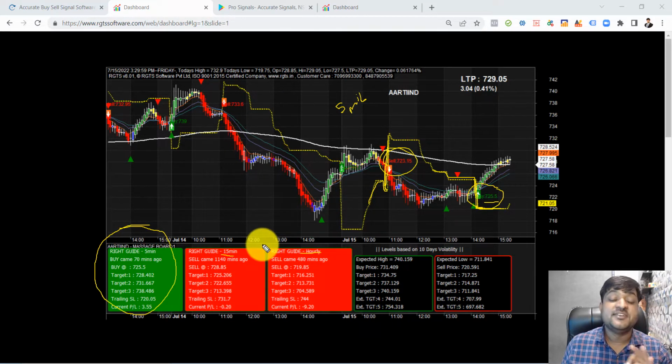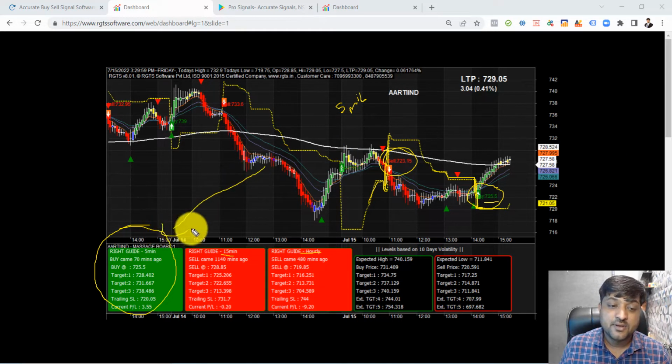So there is a different strategy for silver and gold. I'll make a separate video for silver and gold. Okay, so this is the 5-minute chart. It is displayed here, right?